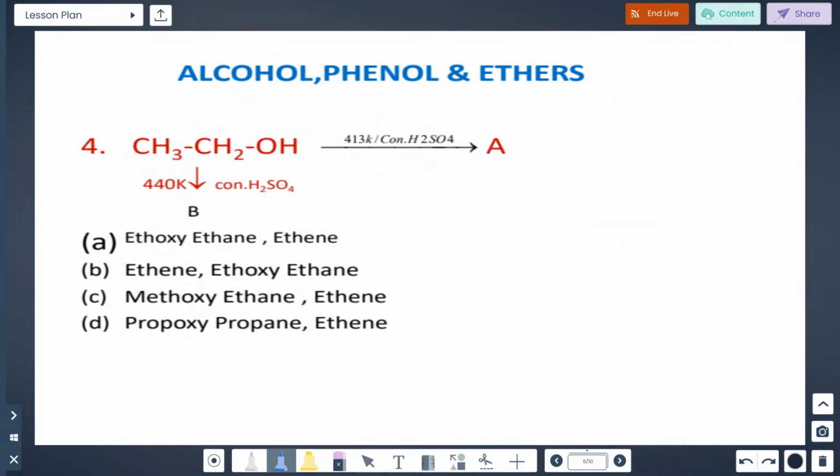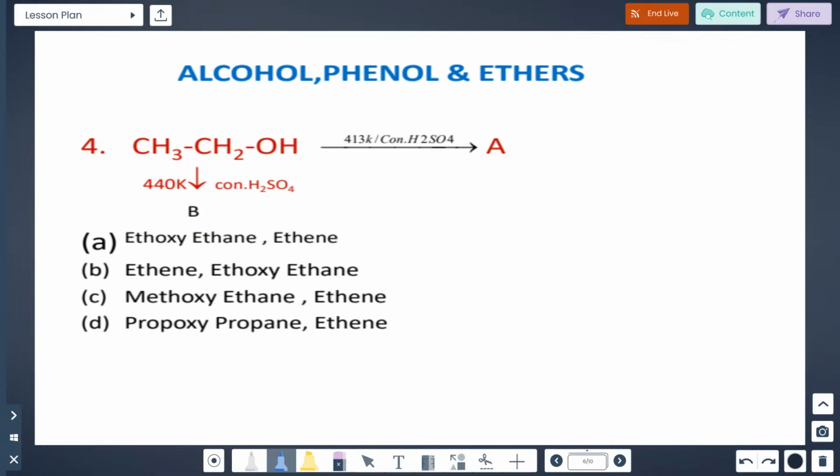Then this is a very important question. The same compound, ethanol, reacts with sulfuric acid at 413 Kelvin to get A. The same ethanol reacts with sulfuric acid at 440 Kelvin to get B. Identify A and B. At 413 Kelvin, intermolecular dehydration takes place. Intermolecular dehydration means two molecules of ethanol combine together.